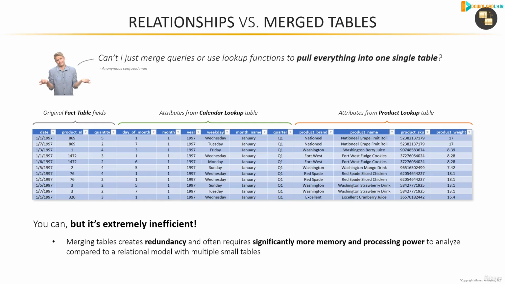When you do this, you're creating a tremendous amount of redundancy and you're requiring significantly more memory and processing power to analyze this data compared to a relational model containing multiple small tables. And this really just compounds as you're dealing with more complex models, more tables, larger volumes of data. So the best bet is to get in the habit of using these data modeling best practices now, because they will serve you very, very well in the future.